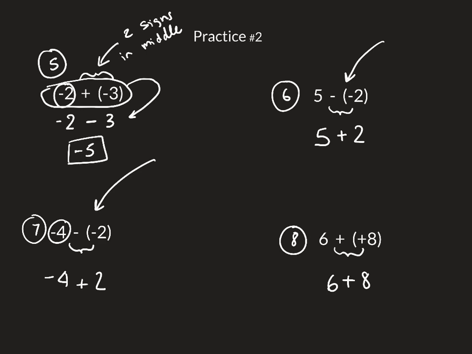For number 6, this is a positive 5 and that's a positive 2. You can also just do 5 plus 2. That hasn't changed. You know what that's going to be. It's going to be an 8 or a positive 8.